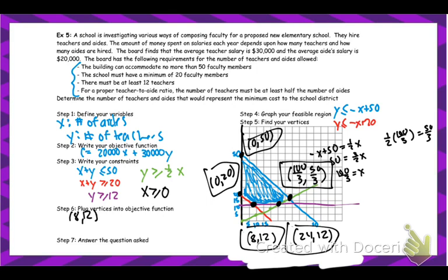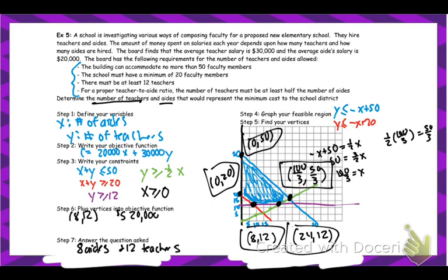Let me check real quick. Yep, so (8, 12), when I'm plugging that into the equation, that's going to give me 520,000, which is the smallest out of all those other vertices. Your maximum one would have been the (0, 50). That would have given you a maximum of $1,500,000. But here, again, specifically look at what your question is asking for. The question is not even asking what the total cost is. It's saying determine the number of teachers and aides that would represent that minimum. So the number of teachers and aides would be 8 aides and 12 teachers. All right, so that's it for systems of inequalities.